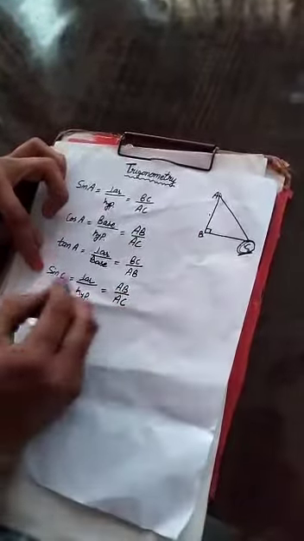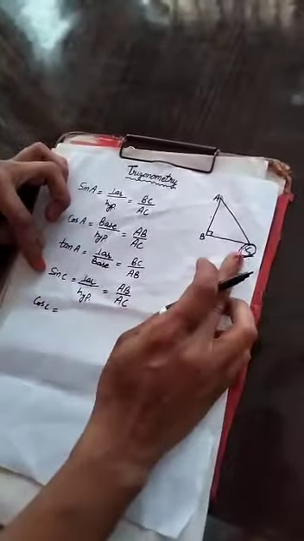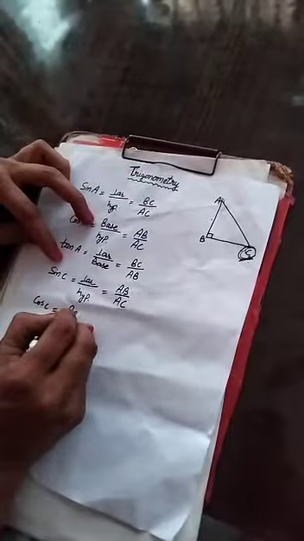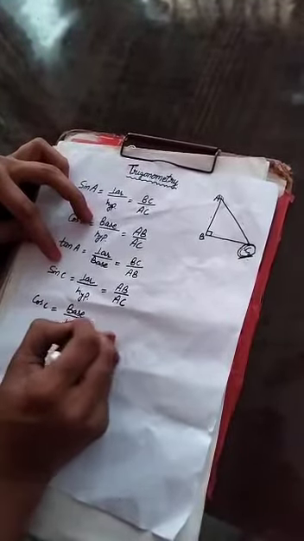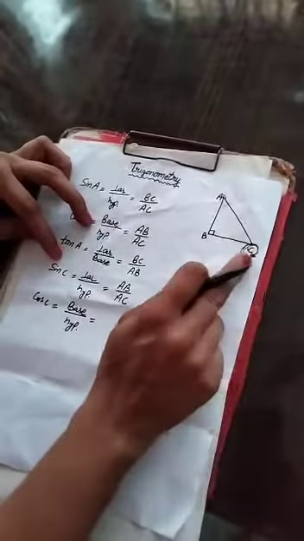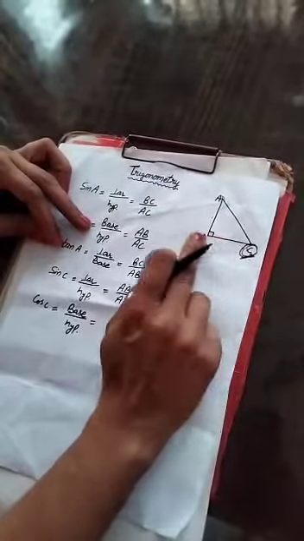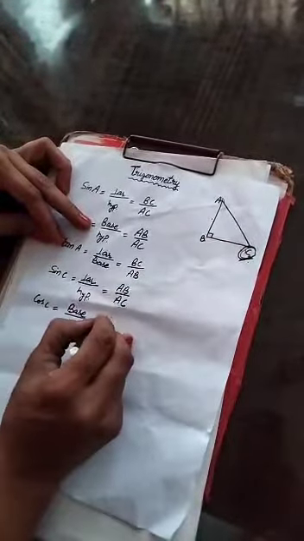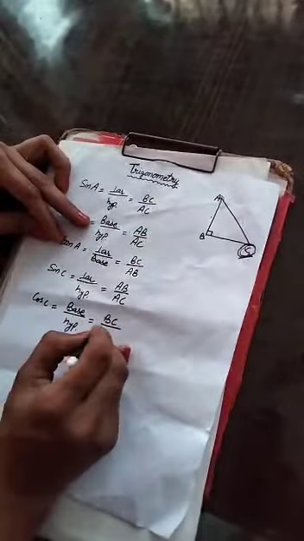Okay. In the same way, now cos C. What is cos C? Base over hypotenuse. What is base? Base is adjacent side to the angle. Now we are talking about this angle C. Then adjacent side is BC. BC over hypotenuse, which is the same AC.